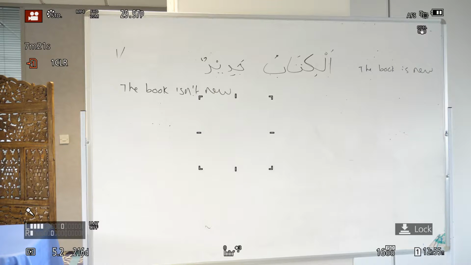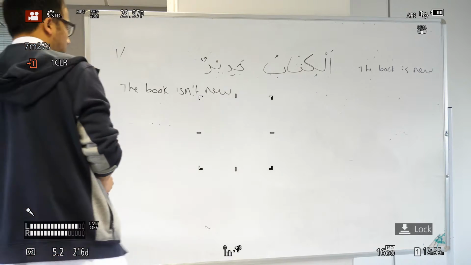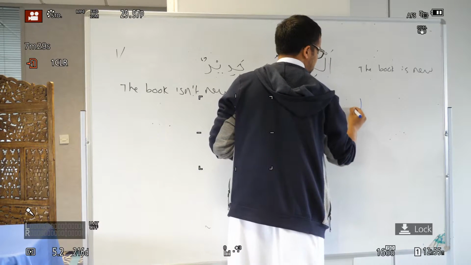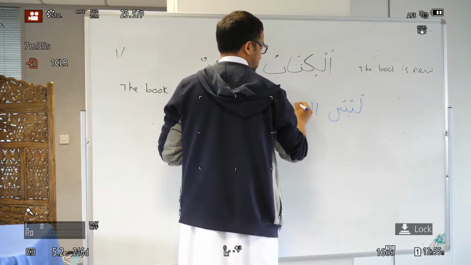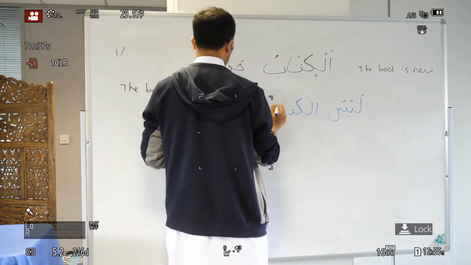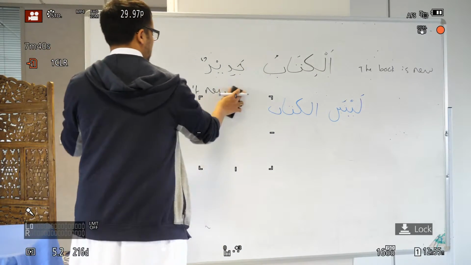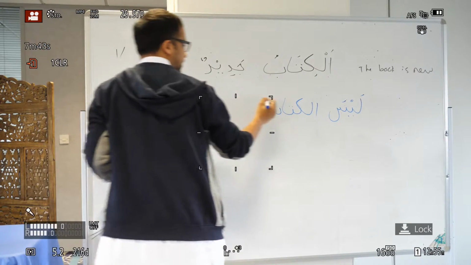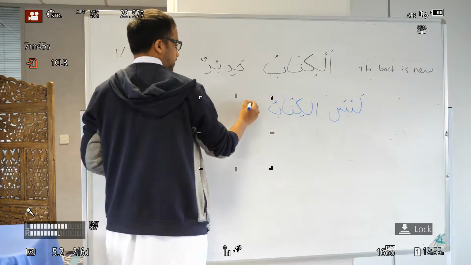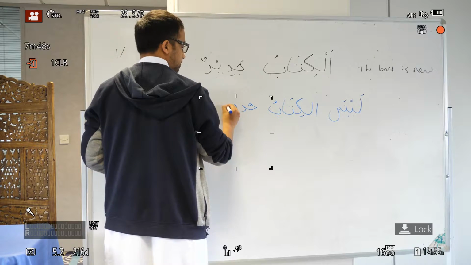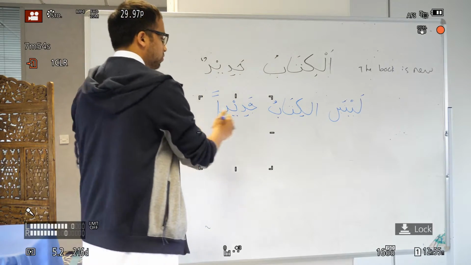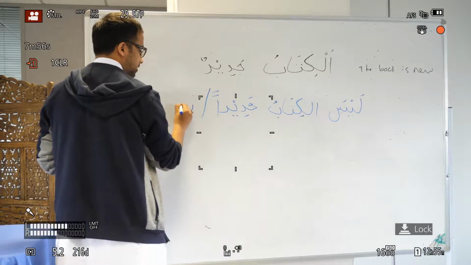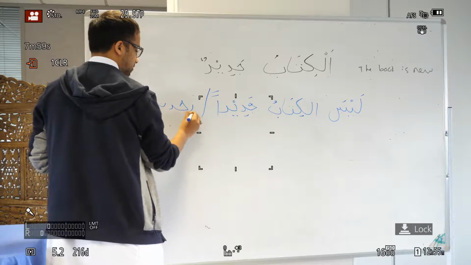What are the 4 ways we can say it? We've figured out 2 ways to say it already. So the 2 ways that we've learned so far, we can say Laysal kitabu. What's the first way? Jadidan. Or we say Laysal kitabu bi jadidin.